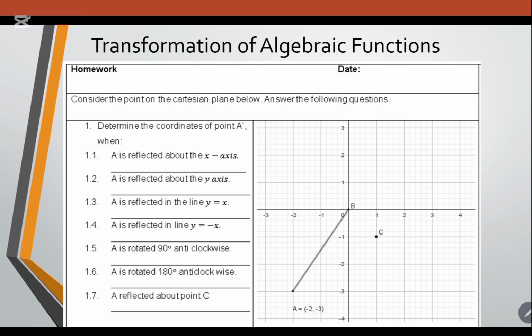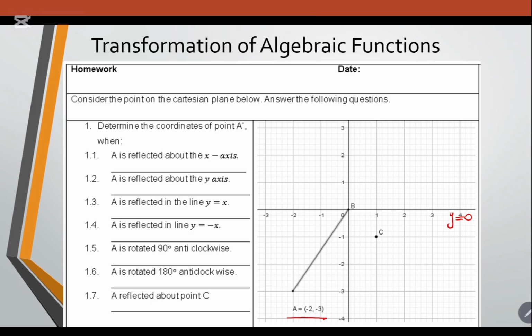So let us look at what is given here. The statement says, consider the point on the Cartesian plane below. Answer the following questions. Question 1, they say, determine the coordinate of point A prime. So we are given point A here. It is negative 2 and 3. All we need to do is to reflect and find the coordinate of A prime according to these reflection statements that are given. 1.1, A is reflected about the x-axis. So that means it is reflected about the line y is equal to 0.